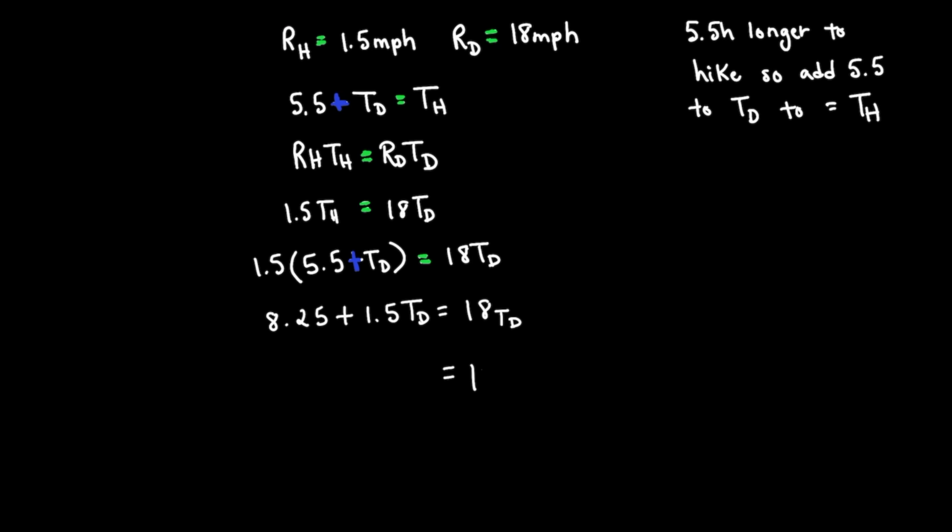And we subtract 1.5 TD from both sides, and we have 16.5 TD left on the right side of the equation, and we pull that 8.25 straight down. Then we're going to divide both sides by 16.5. So we end up with 0.5 or 1/2 equals TD. So 0.5 hours is the same as 30 minutes. And that's how long it took the leader to drive to pick the boys up from the river.